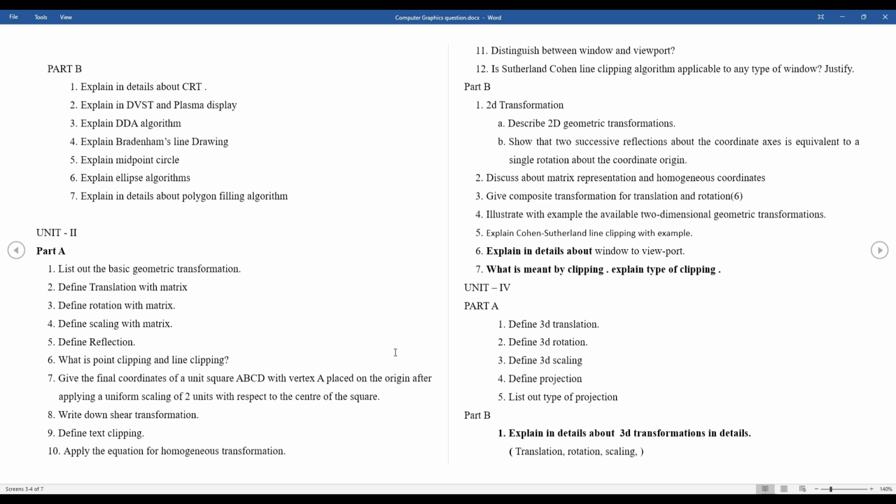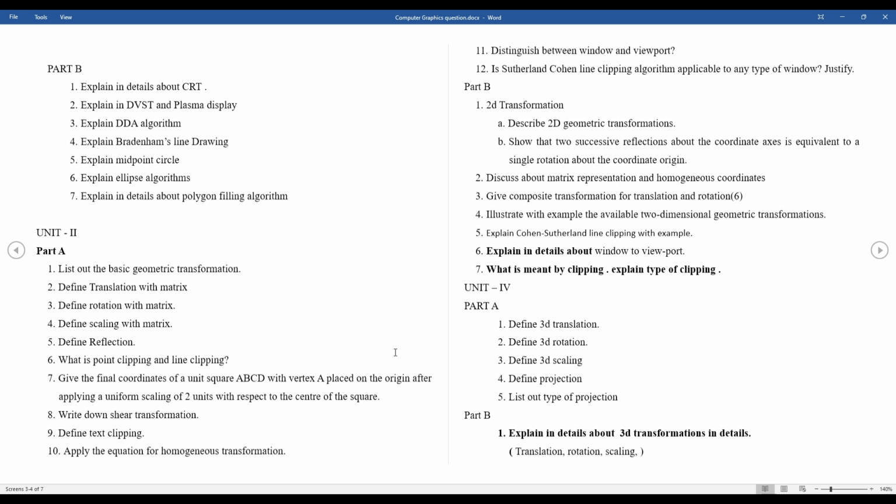Maybe a 2D transformation question is expected. It is a big question, and you have to write elaborately, more than 5 to 6 pages. Write the definition for translation, write the matrix, then the equation for that matrix format, and give an example before and after transformation. Likewise, write the definition, matrix format, and an example for translation, rotation, and scaling. All three need to be written.